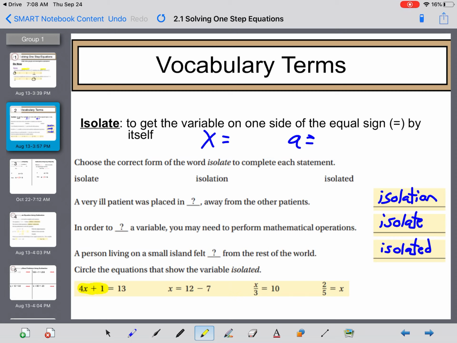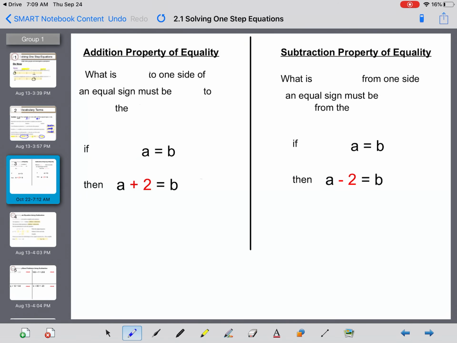Circle the equations that show the variable isolated. Well, on the left side of the equal sign here, you have 4x plus 1. That's not by itself, no good. Choice 2, you have x equals, it's by itself, perfect. Choice 3, you have x over 3, no good. And choice 4 equals x. Now it's on the right hand side, but it is by itself, so that's good.